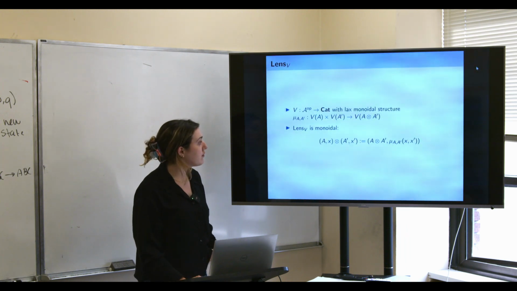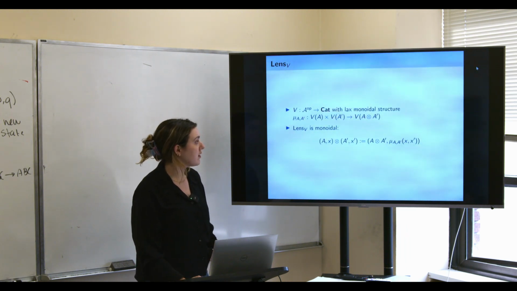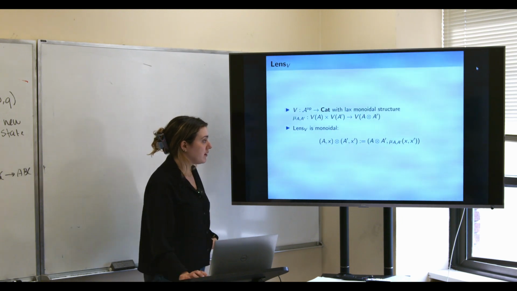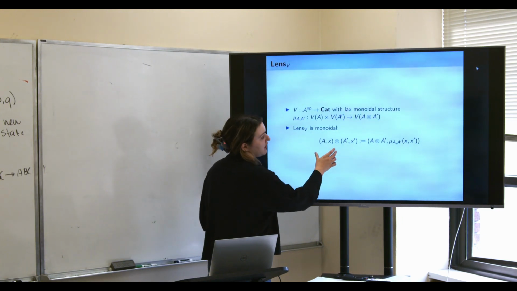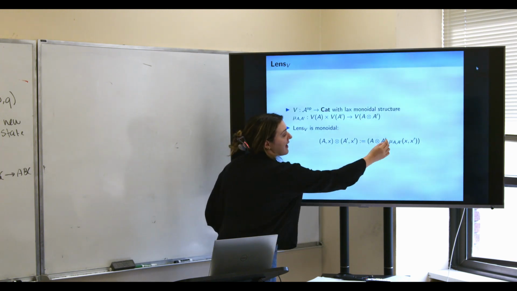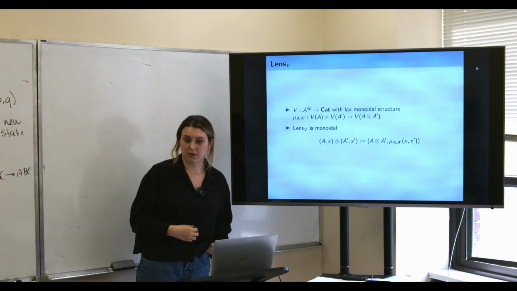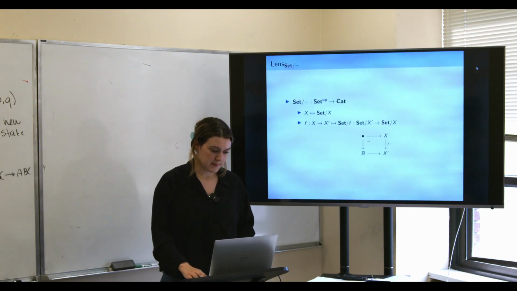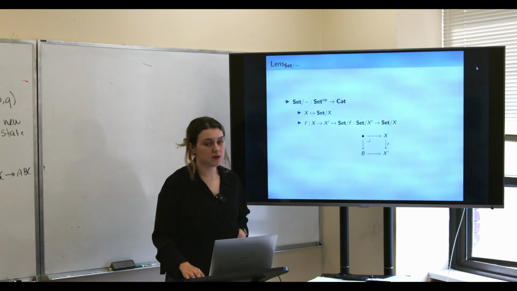So if our original functor V was lax monoidal, then Lens V will be monoidal itself, where in the first component, the monoidal structure is just given by the monoidal structure on A, and in the second component, we're going to use the lax monoidal structure of our functor. Okay, let's do an example.